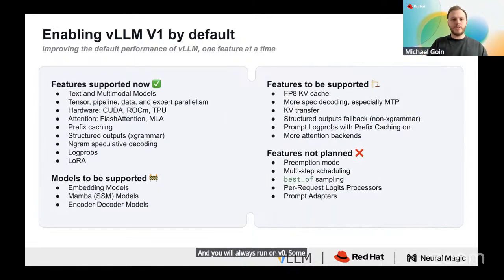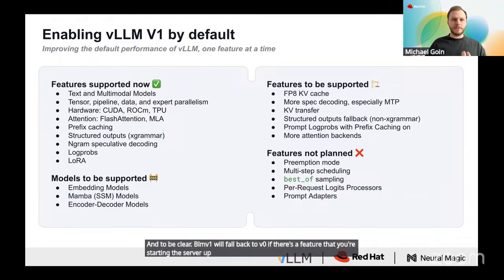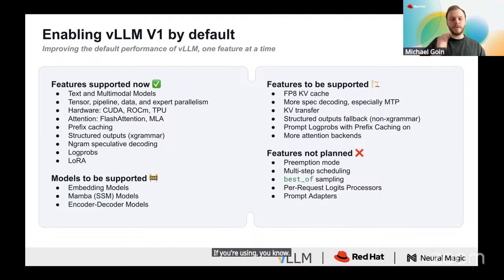Some things I wanted to share about, and to be clear, vLLM v1 will fall back to v0 if you start the server up with a feature that isn't supported, like a model. If you're running an embedding model, we're going to use v0 right now. It's not supported yet in v1. If you're using FP8 KV cache, we're going to run on v0 for right now. If you're using Xformers or FlashInfer as your attention backends, we're going to use v0 for right now. But this should happen automatically by default.